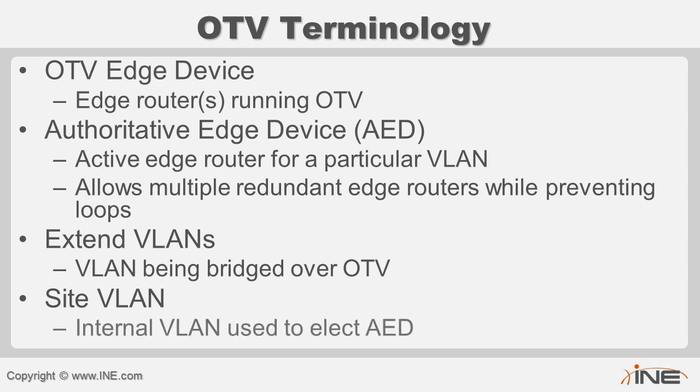The site VLAN is going to be used for the AED election. So the site VLAN is going to be something that is not spanned over OTV. Specifically, when we configure it, it is not going to be allowed on the overlay interface. So the site VLAN is just internal for the 2 edge routers to talk to each other, similar to how you would think of the peer link in vPC. So it's for synchronizing the control plane between the 2 of them.